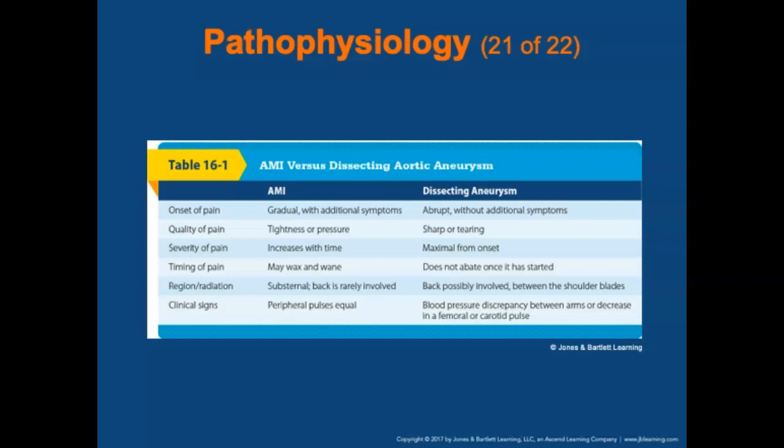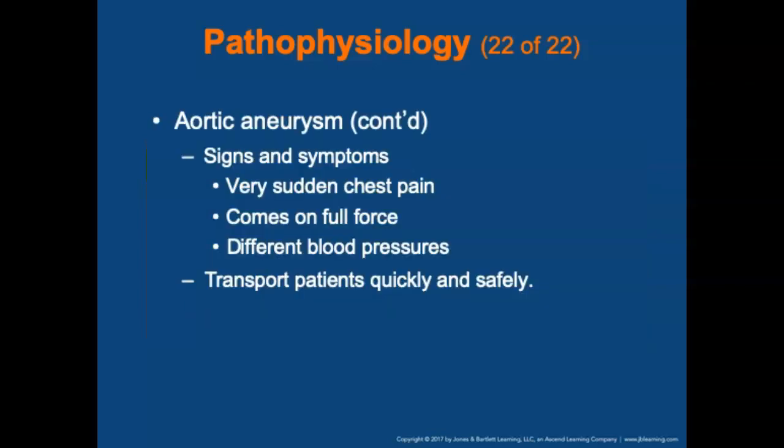So just compare and look at the difference between the two symptoms. Okay, the signs and symptoms, once again, for an aortic aneurysm is a very sudden chest pain. It's located in the anterior part of the chest or in the back between the shoulder blades. The pain usually comes in full force from one minute to the next. So sometimes a difference in blood pressure between the arms or diminished pulses in the lower extremities will be a sign. And transport patients to the hospital as quickly and safely as possible.